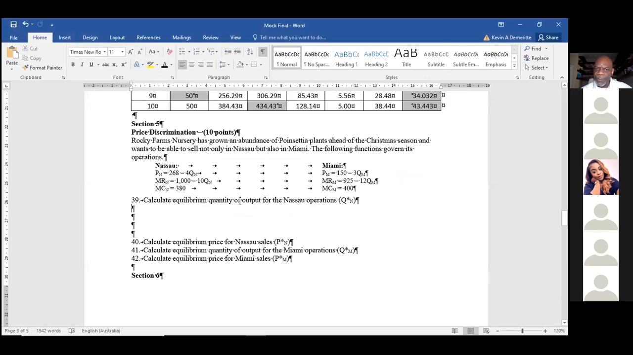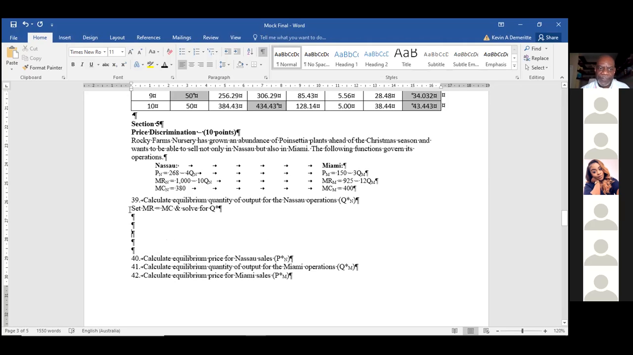So calculate equilibrium quantity, and they told us it's Q star. So the first thing we do is set marginal revenue equal to marginal cost and solve for Q star. All right, so that's what we do. Shall we start with Nassau? Well, the question first asks us to start with Nassau. Okay, so marginal revenue for Nassau is what?